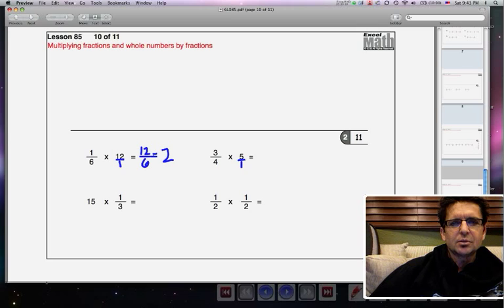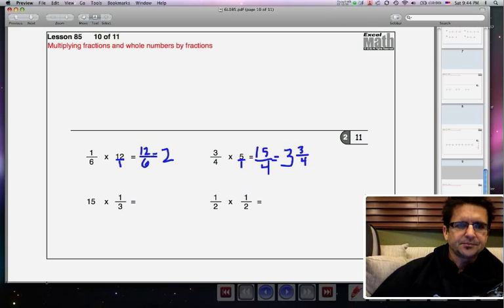This next one here, you're going to put a 1 under the 5 because 5 is equal to 5 over 1. 3 times 5 is 15. 4 times 1 is 4. and that's an improper fraction. 4 goes into 15 3 times. 3 times 4 is 12, so I have a leftover of 3, and that's 3/4.